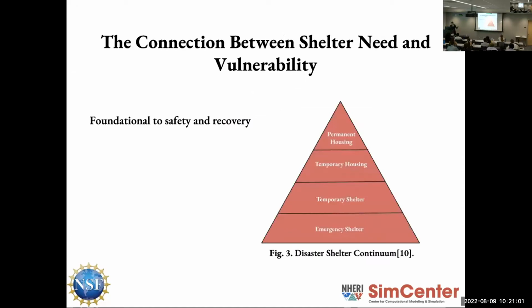So there is a disaster shelter continuum that was pointed out in the literature that I was reading, that discussed how emergency shelters are foundational to the recovery and the safety of individuals during and after a hurricane event. What's important to remember is that in terms of emergency shelters, you have to think of displacement, where people no longer have a shelter or a home to go to, and so they'll need shelter in the short term after a disaster. But then also those who cannot evacuate in a timely manner will need to use a storm shelter in order to be safe during a hurricane.